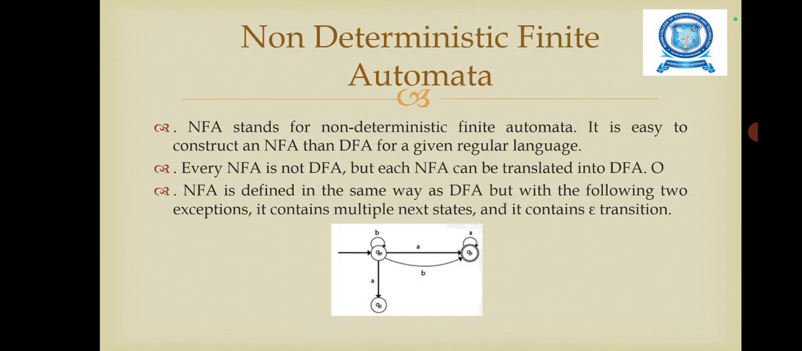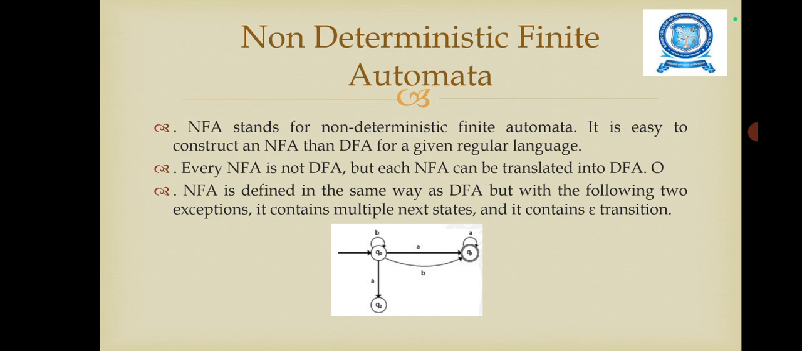Non-deterministic finite automata. It is easier to construct a non-deterministic finite automaton than a deterministic finite automaton for a given regular language. Here the finite automata are called non-deterministic finite automata when there exist many paths for a specific input from the current state to the next state. Every NFA is not a DFA, but each non-deterministic finite automaton can be translated into a deterministic finite automaton.